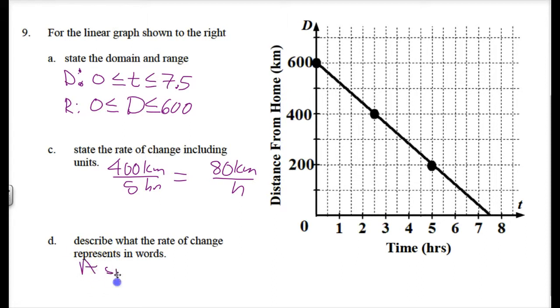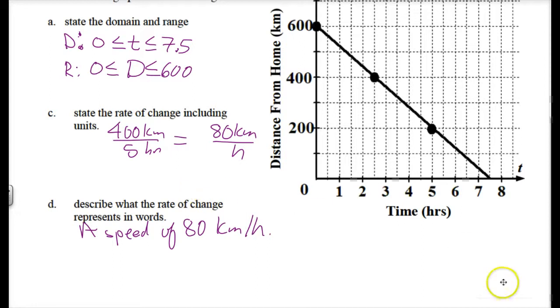Describe what the rate of change represents in words. Well, it's a speed of 80 kilometers per hour, right? We've got distance divided by time, which gives us speed.